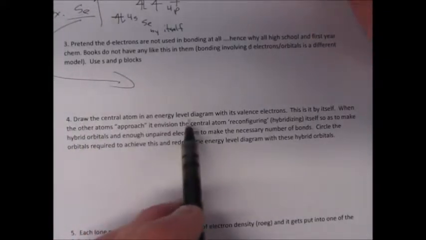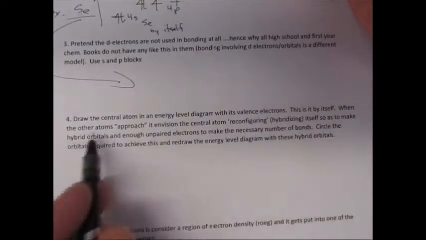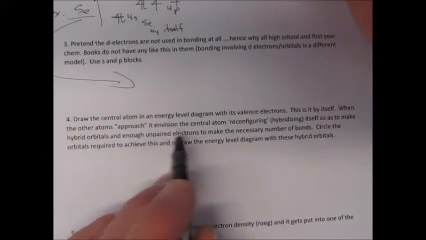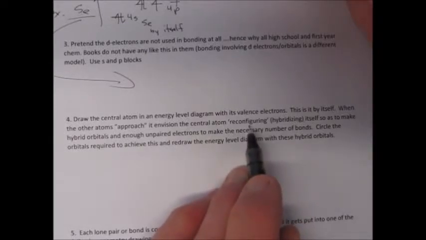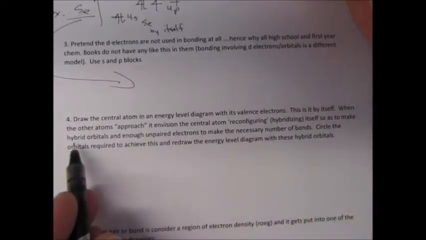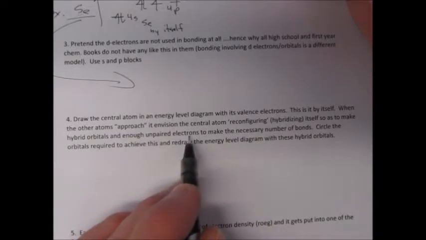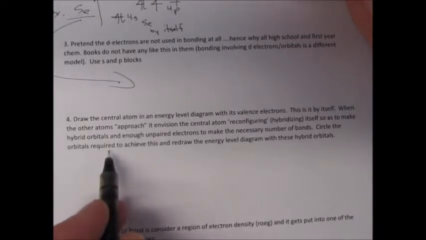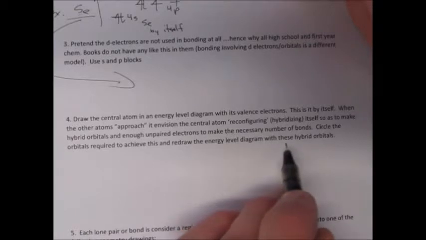Draw the central atom in an energy level diagram, which we already showed with selenium in its valence. This is by itself. Then the other atoms approach it. When the other atoms approach it, try to envision the central atom reconfiguring the electron density of the orbitals, redoing itself or hybridizing itself so as to make hybrid orbitals, and at the same time enough unpaired electrons to make the necessary number of bonds. Circle the orbitals required to achieve this and redraw the energy level diagram with these hybrid orbitals.